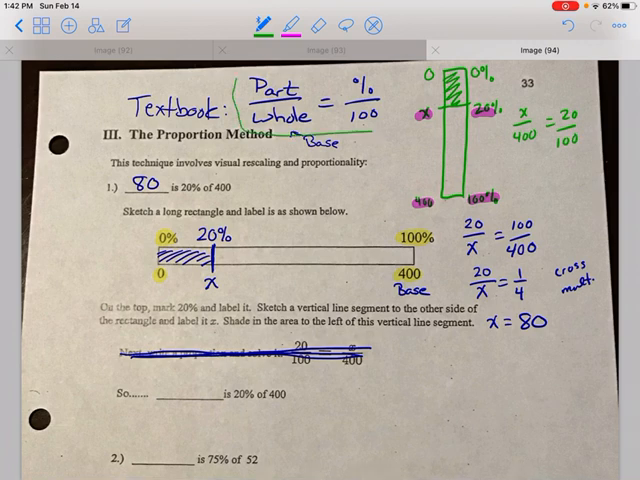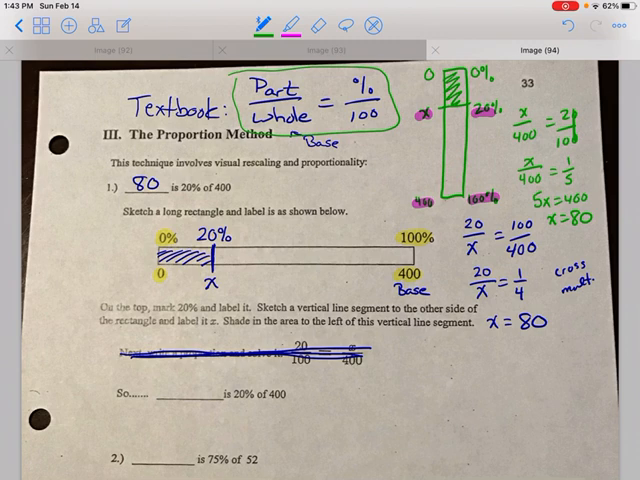So by turning it sideways, I'm using this equation now. I'm doing part, which I don't know, to my base of 400, and then 20% over 100. So this is also a valid proportion. Remember, I can't reduce across an equal sign, but I could make the fraction on the right 1 over 5. And then when I cross multiply, I get 5x equals 400, divide by 5, and I get x equals 80. So these are both valid proportions.